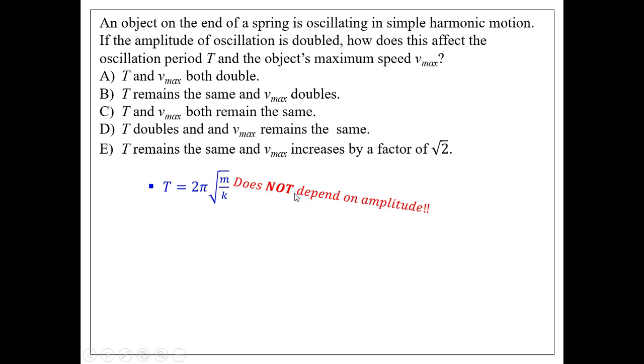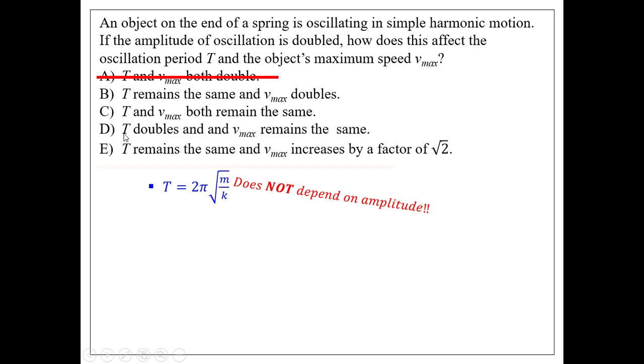Okay, so this is kind of a trap setup for you. As you practice, analyze functions, and see what is dependent on what. So the period for a mass spring system does not depend on the amplitude. Even if you quadruple it, triple it, or halve it, it doesn't matter. Changing the amplitude does not change the period. So therefore, I'm going to go ahead and cross out choice A. Choice A said that T is doubled. I know that it cannot change.